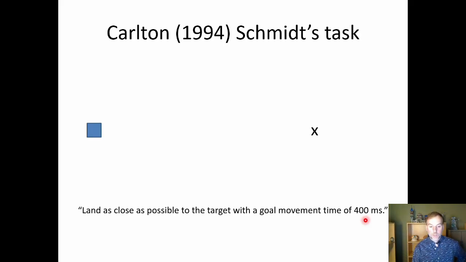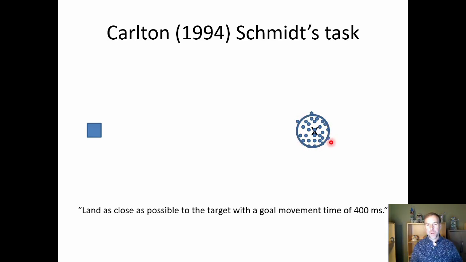So participants here are told to land as close as possible to the target with a goal movement time of 400 milliseconds. They would do a series of trials, and then Carlton could measure their variable error, or the standard deviation of their movement endpoints. So they did that one condition and left, and he would analyze their data and calculate their variable error. And then he actually made a physical disk out of metal that was exactly the size of their variable error.